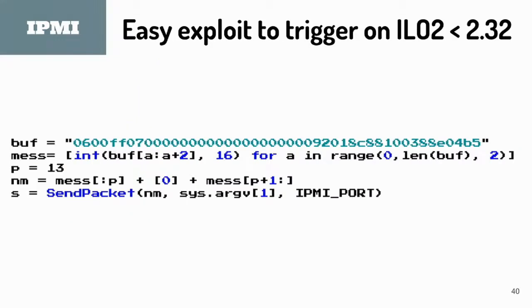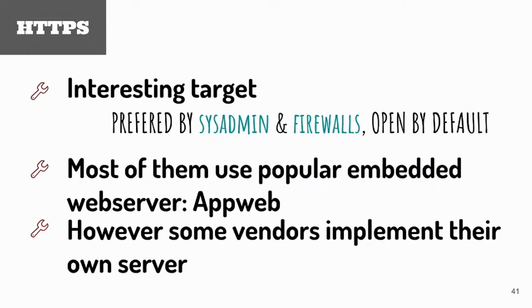And this is a trigger if you want to try it at home. It's not easy to exploit, but it's doable. But again, there's going to be better things. So, sorry. Other of the targets that we were looking at were web servers, right?